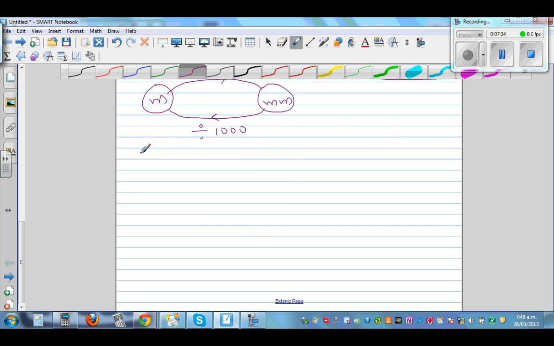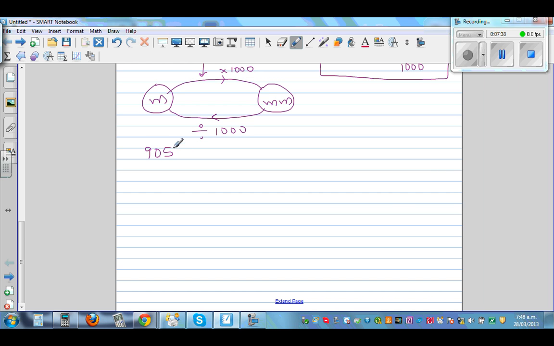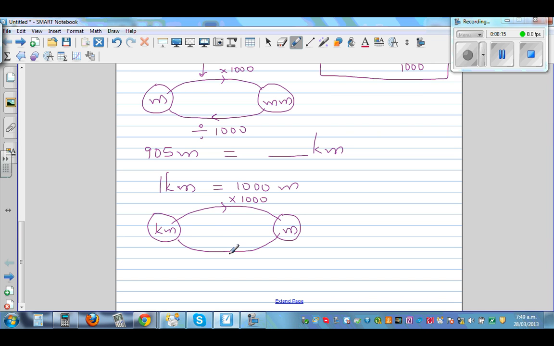Okay, so now if you want to change, say, 905 meters to kilometers. So always good practice to write the conversion. You know 1 kilometer is 1,000 meter. So make up a column. Always good to draw pictures so that it makes sense. One picture is equivalent to 1,000 words. So this is kilometers to meters. So you have to times this by 1,000. So if you want to go the other way around, from meter to kilometer, you have to divide by 1,000.